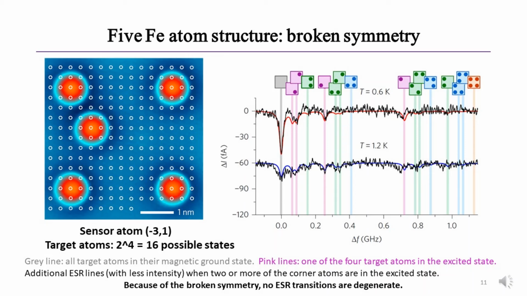And the pink lines represent one of the 4 target atoms being in its excited state, which has the second largest amplitude individually. And all these additional ESR lines with less intensity show up when 2 or more of the corner atoms are in the excited states. Because of this broken symmetry in the system, we can see there are no degenerate ESR transitions.